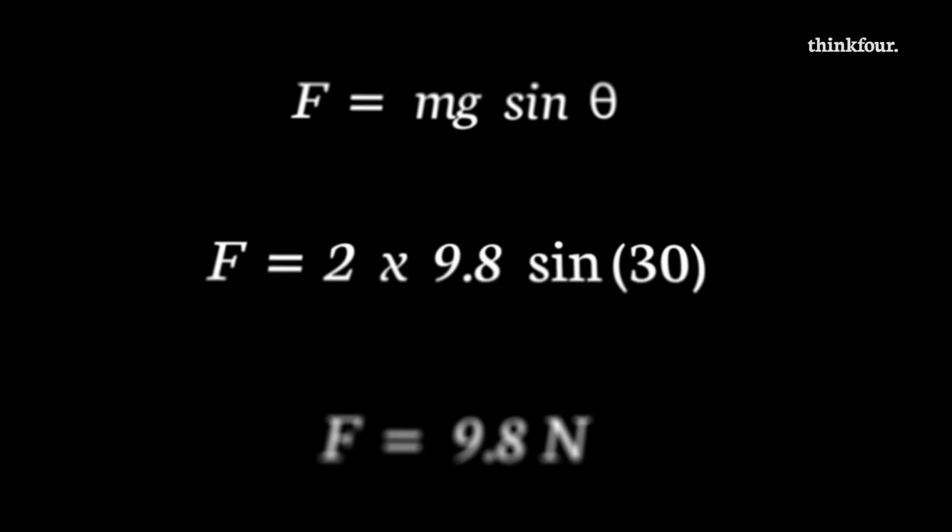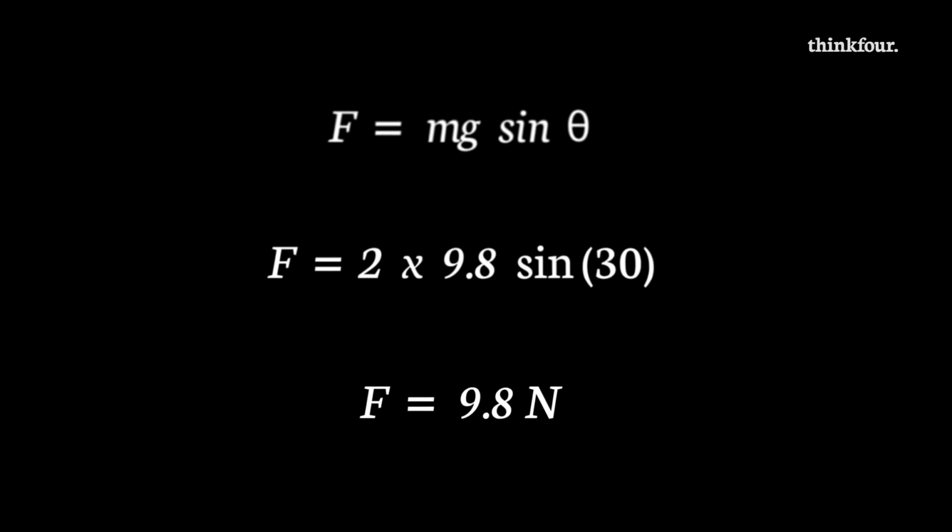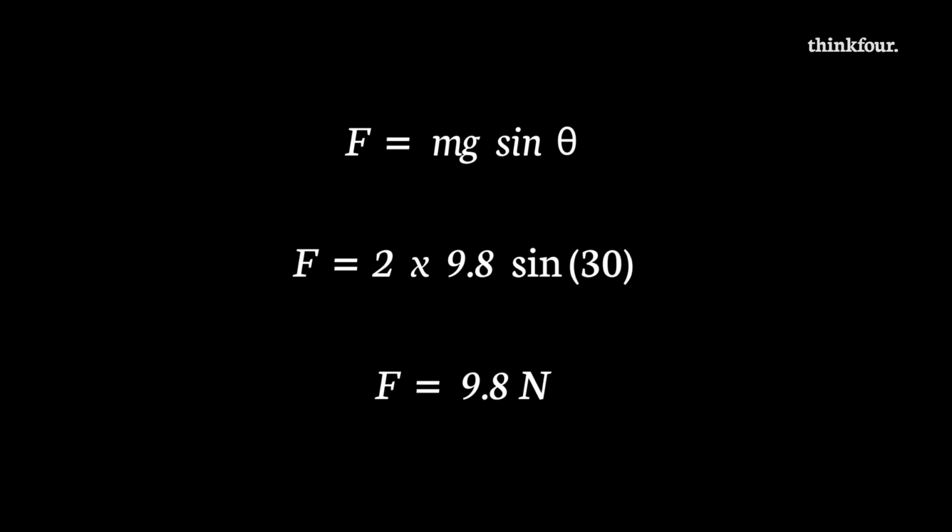Since the block is sliding with a constant velocity, we know that the forces acting on it must be balanced. Therefore, the frictional force acting up the slope must equal the force acting down, which will be mg sine theta. So mg sine theta in this example is 2 multiplied by 9.8 multiplied by sine of 30, which is equal to 9.8 newtons acting down the slope, and is therefore the force of friction acting up the slope as well.